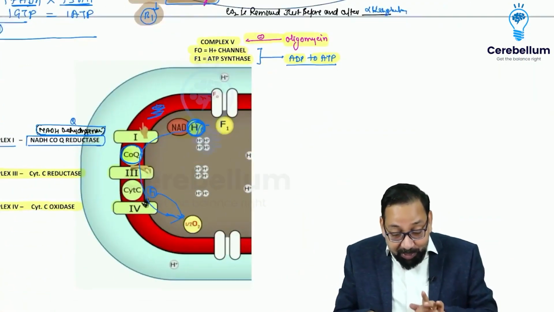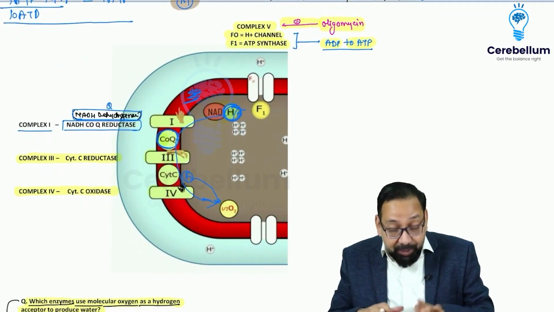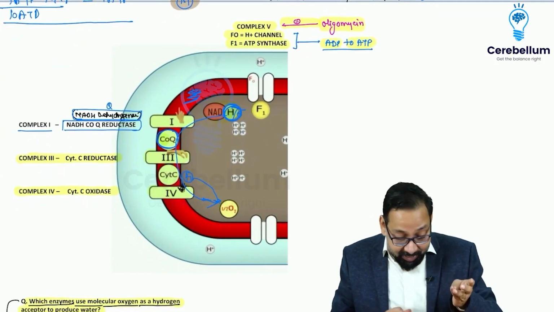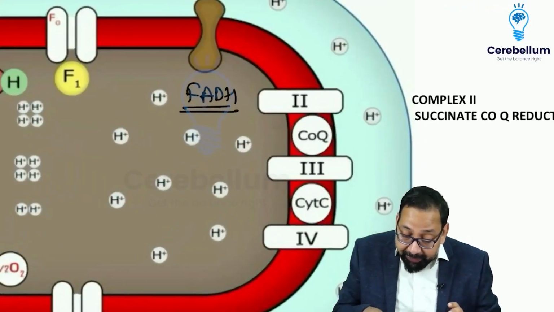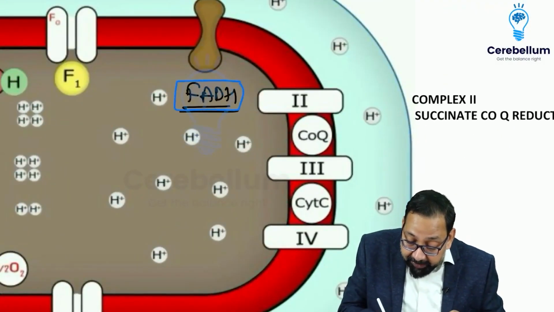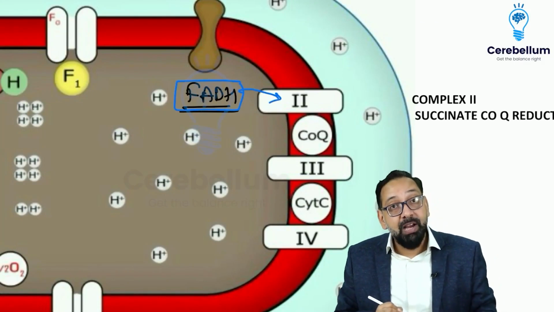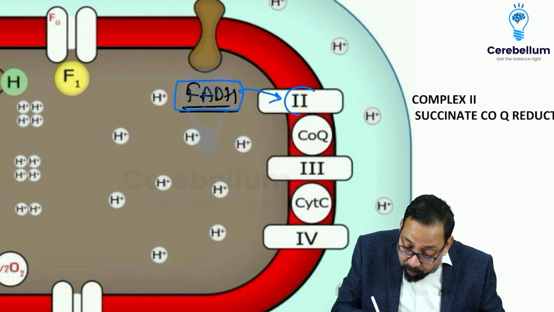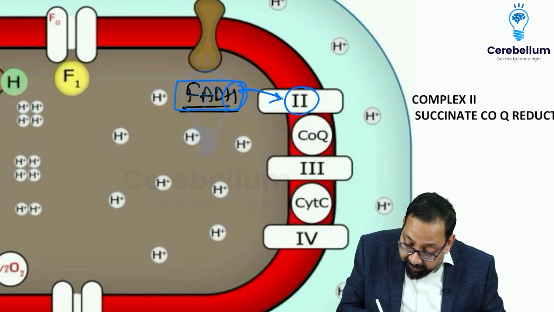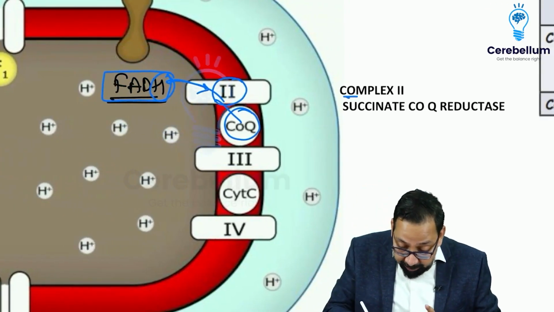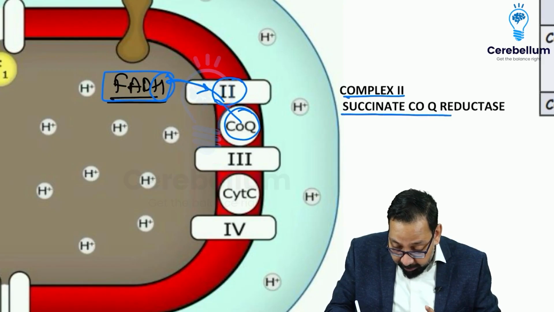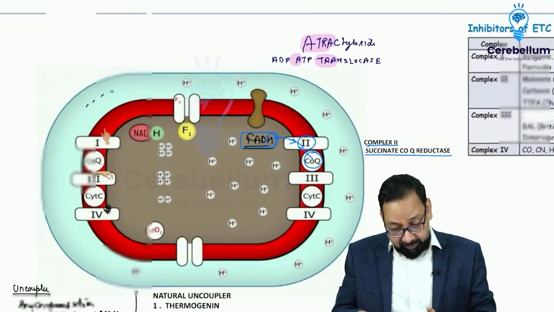Now we again come to our electron transport chain. We have discussed complex 1, complex 3, complex 4; complex 2 is left. We found that FADH2 enters the electron transport chain via complex 2, and complex 2 takes hydrogen from FADH2 and gives it to coenzyme Q. And complex 2 name is succinate coenzyme Q reductase.